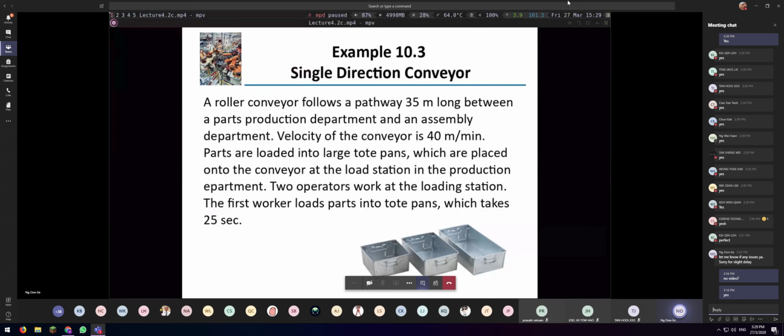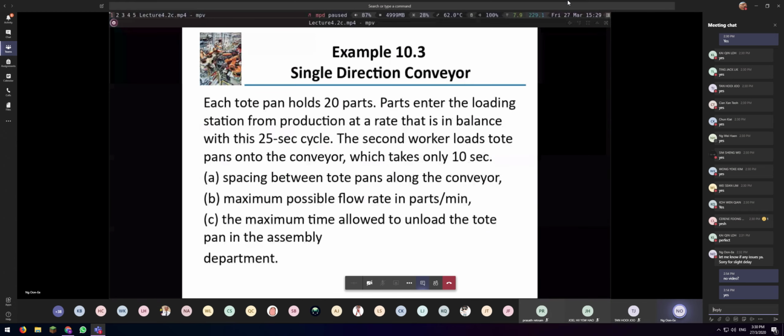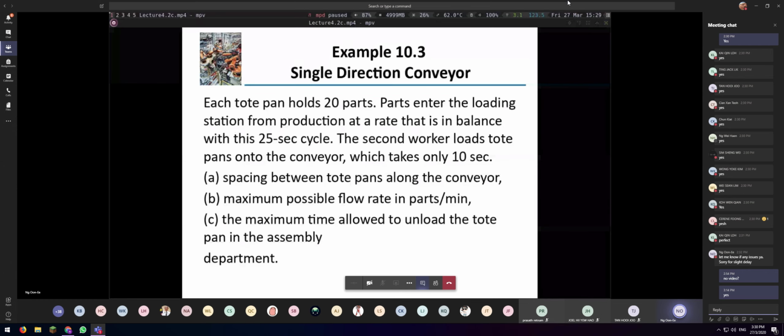The first worker loads parts into tote pans. This one takes 25 seconds. Each tote pan holds 20 parts. The parts enter the loading station, and there's a 25 seconds cycle, so the parts enter every 25 seconds.